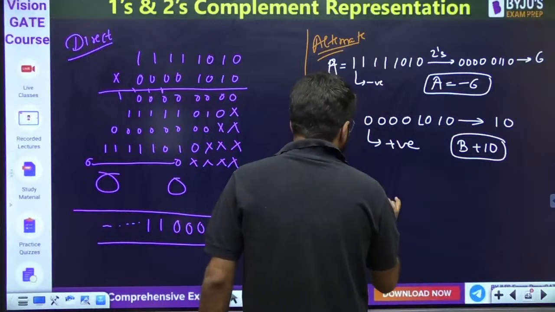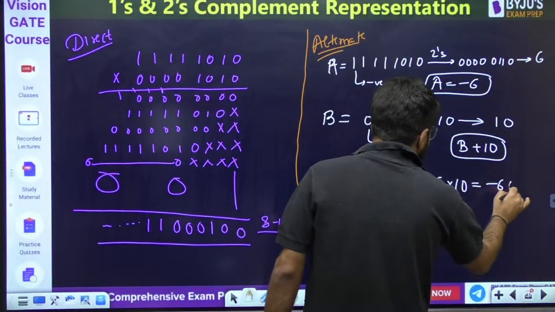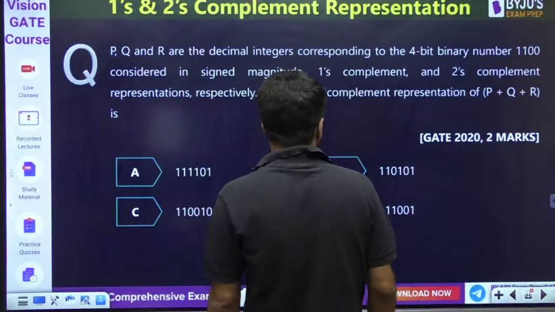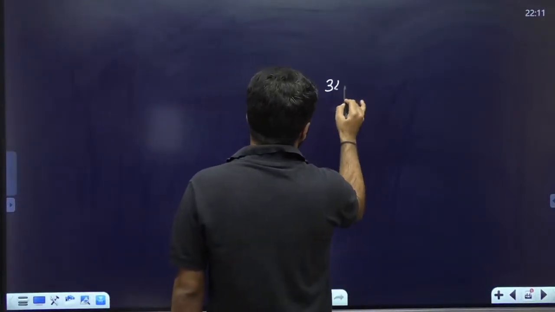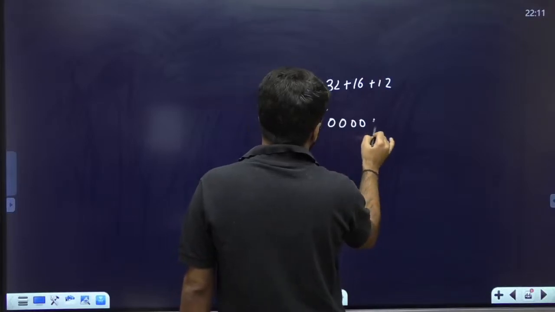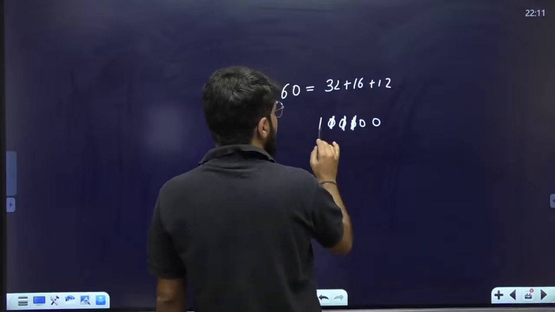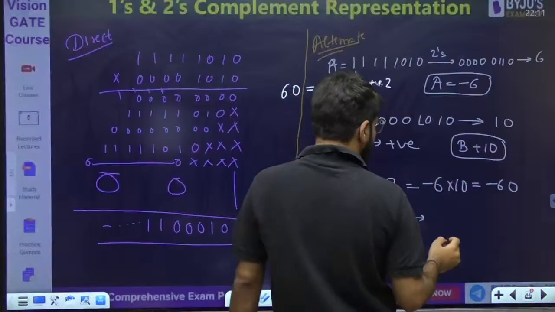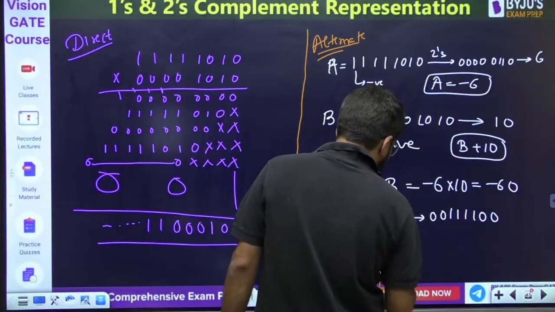So the question is to find the product of A and B. It should be minus 6 into 10, which is minus 60. So what is 60? If we convert 60 to binary, it is 32 plus 16 plus 12. 32 is 1 followed by 5 zeros, 16 leaves 4 zeros, and 12 is 1100. So that is 111100. It is 6 digits, so we add extra zeros for the remaining 2 digits.